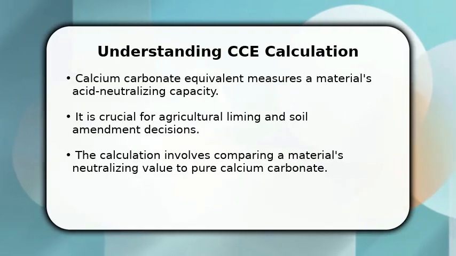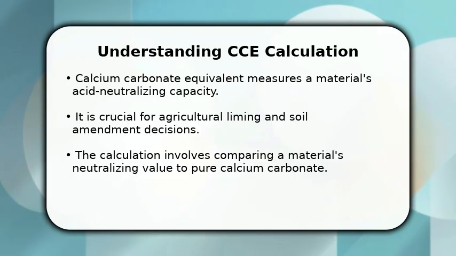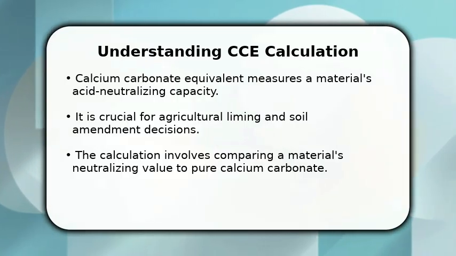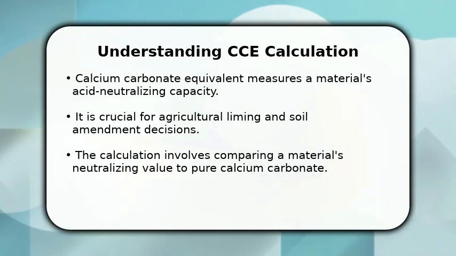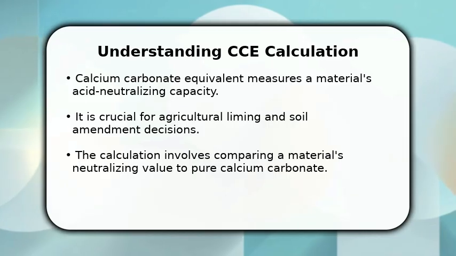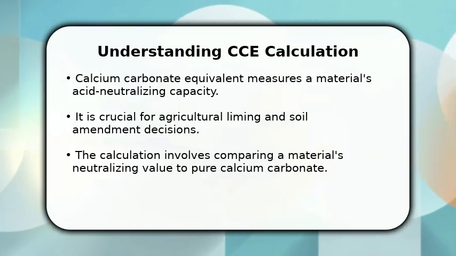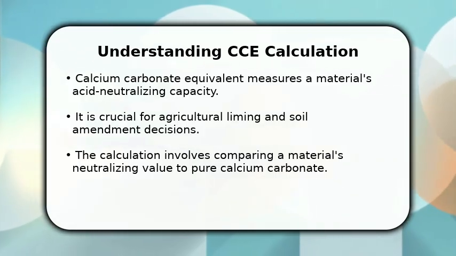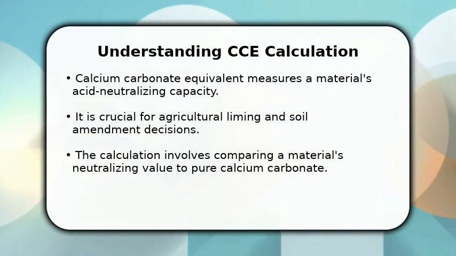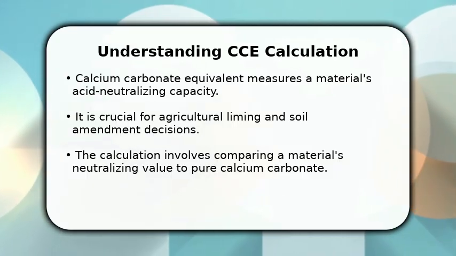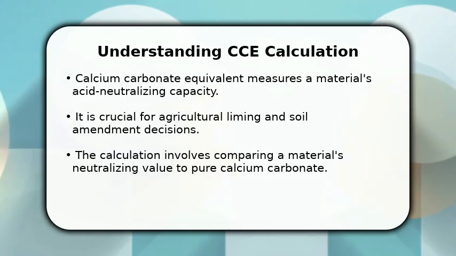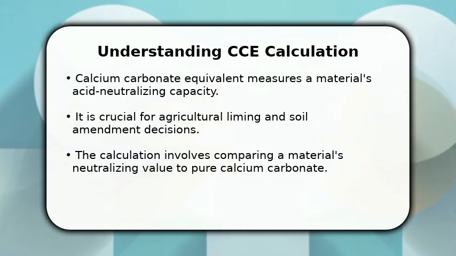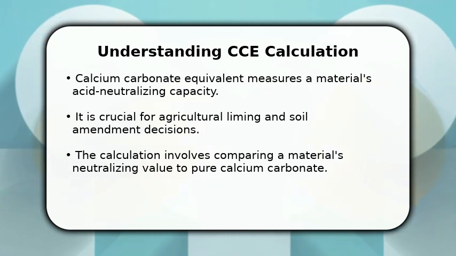In this video, I will explain how to calculate calcium carbonate equivalent. First, understand that CCE quantifies a material's ability to neutralize soil acidity relative to pure calcium carbonate. This measurement is vital for farmers and agronomists to determine the correct amount of liming material needed. We'll break down the process into clear, manageable steps, ensuring you can confidently apply this calculation in your own work. Let's get started with the foundational concepts.